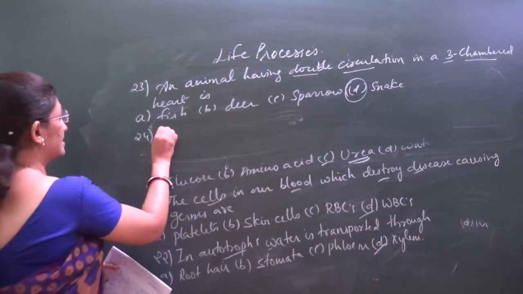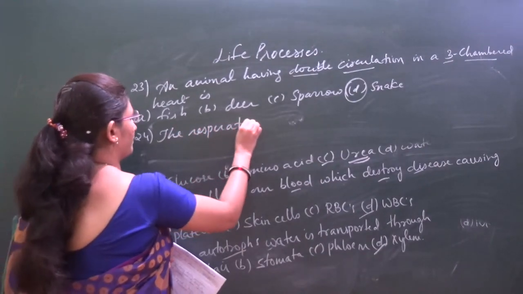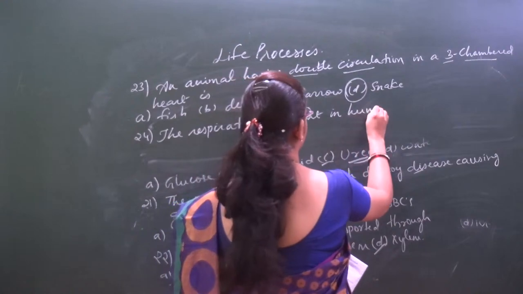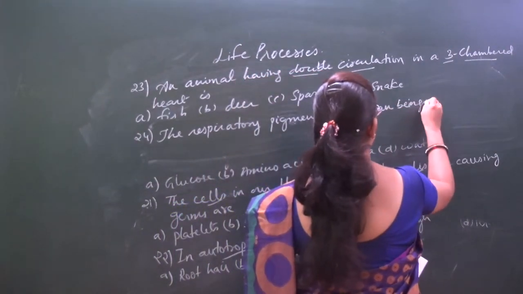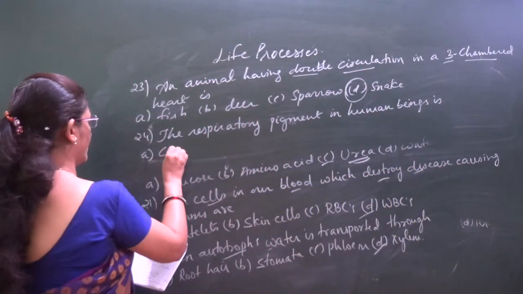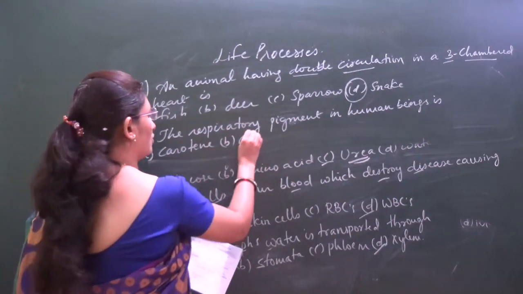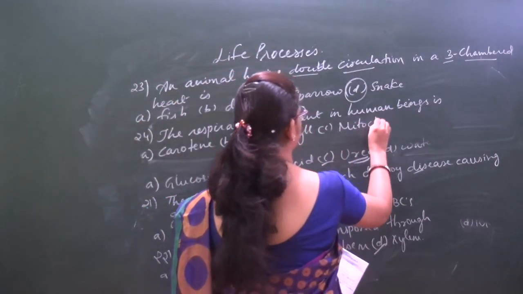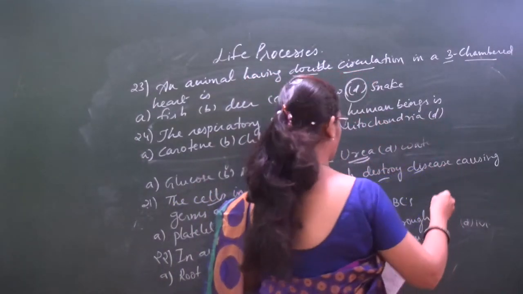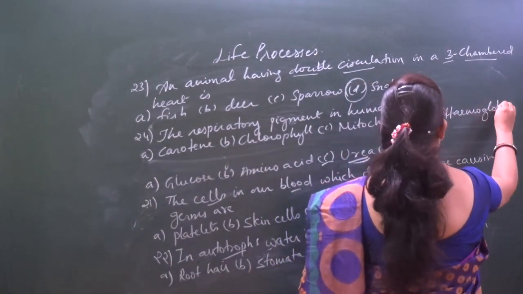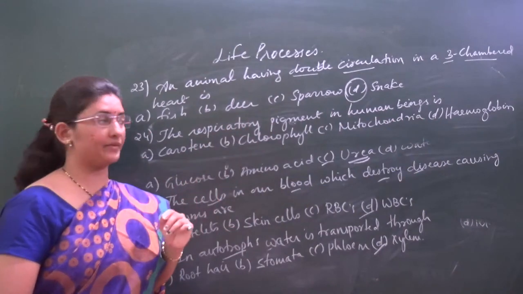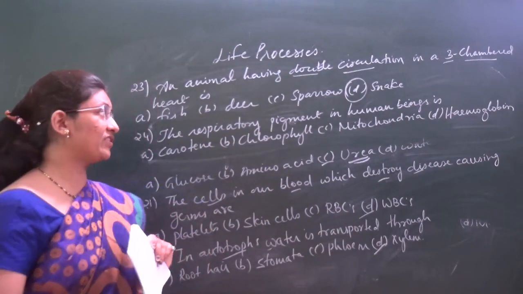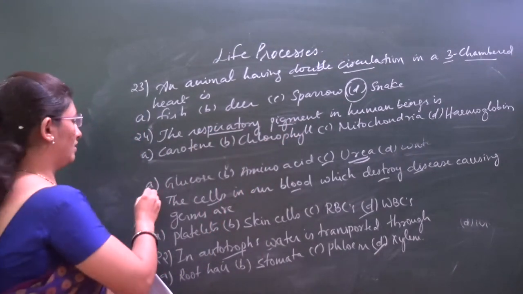The next question, the respiratory pigment in human beings is option A, carotene, option B, chlorophyll, option C, mitochondria, and the last option, that is hemoglobin. So the respiratory pigment in human beings is hemoglobin. This hemoglobin has greater affinity towards oxygen, because of which it is referred to as the respiratory pigment.